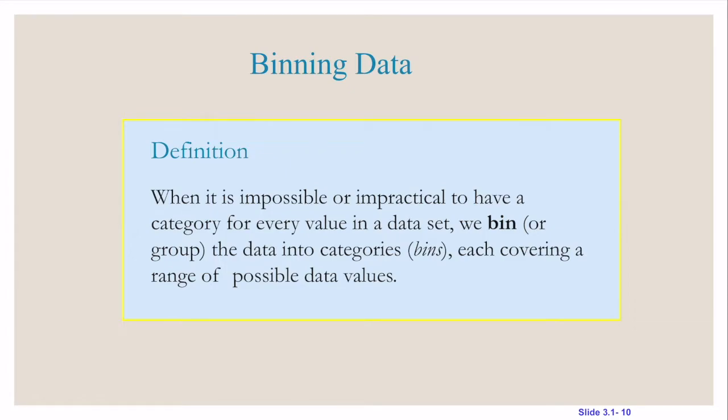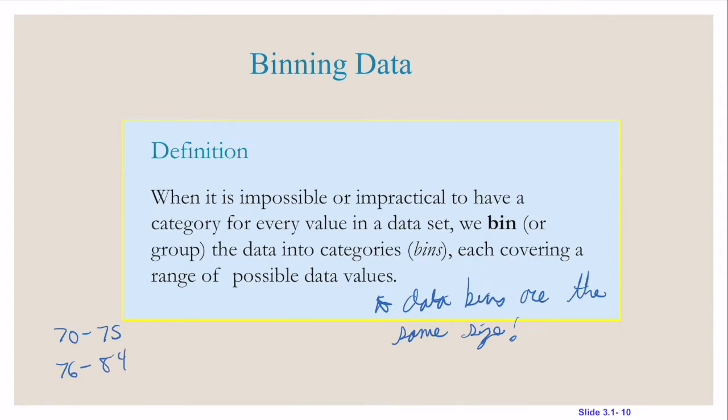It's really important that our data bins are the same size. Meaning, I want to have scores between 70 and 79 because that has 10 values. I wouldn't want to have a bin, if I was scoring an exam, like 70 to 75 and then 76 to 84, right? This has 6 possible values, 70, 71, 72, 73, 74, 75. Meanwhile, this one has 9 possible values. So we've got to keep our bins the same size.